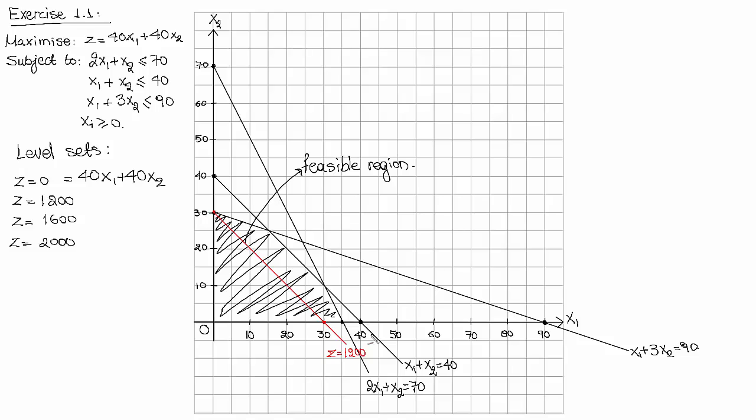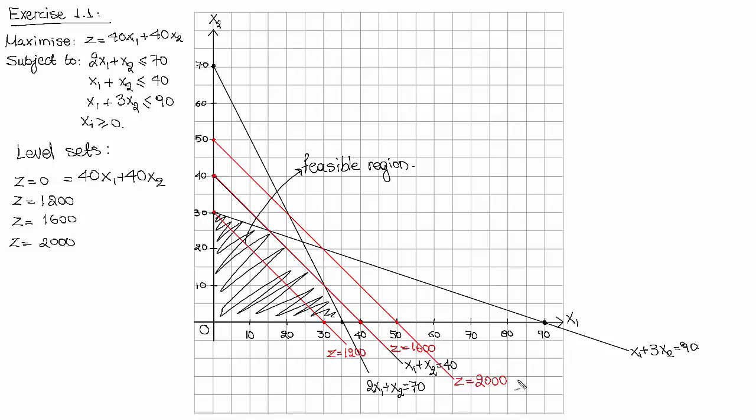Now for the next one, when z is 1,600, both x1 and x2 are equal to 40. So our next level set will be from 40 down to 40, which is this line. And here we have z is 1,600. Now for the next one, when z is equal to 2,000, then both x1 and x2 are equal to 50. So our next level set will be from 50 to 50. And this is when z is equal to 2,000.